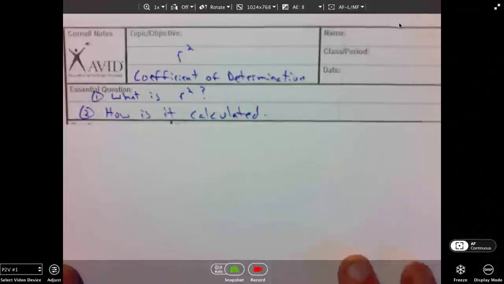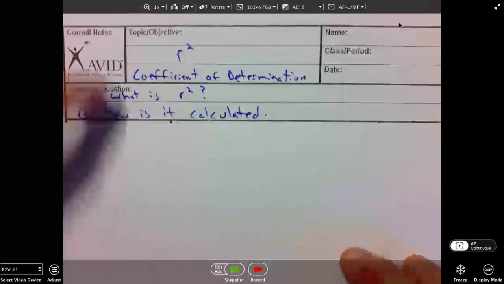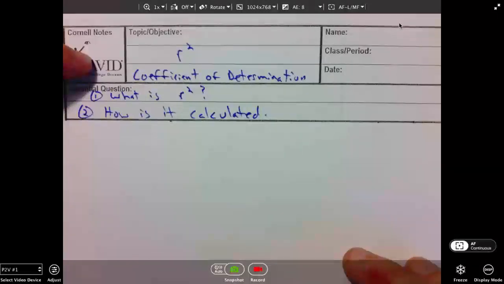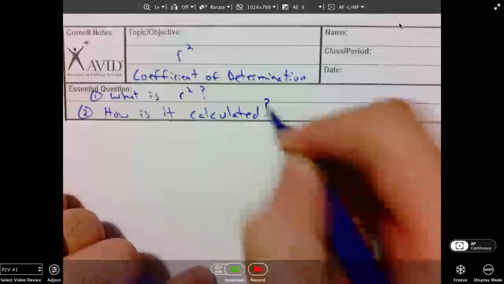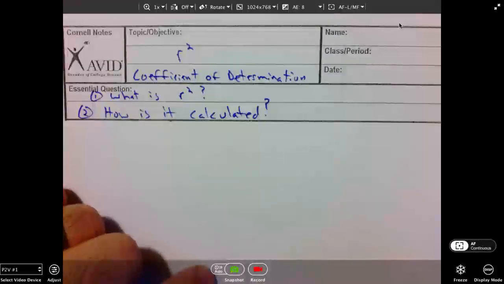In this video, we're going to explore r squared, that is the coefficient of determination. We'll look to answer two questions. What is r squared, and how is it calculated? And I suggest copying these notes down, and we will show an example about midway through the video that might clarify it. If you don't fully understand the notes up front, that's okay. The example should clear it up.